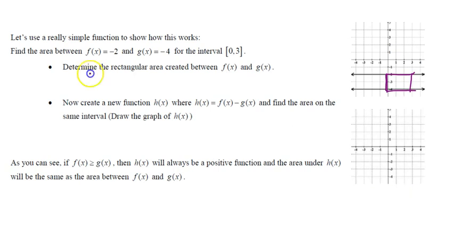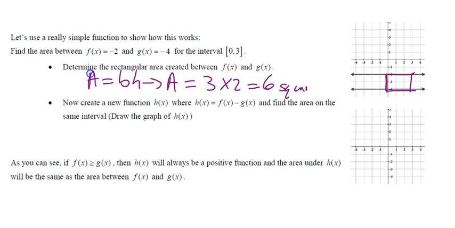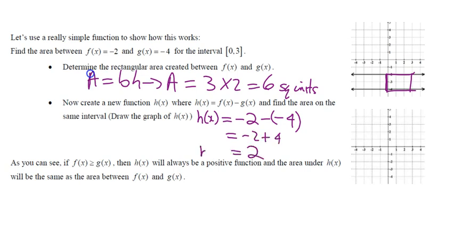2 by 3, right? So area is equal to base times height. So area is 3 times 2, which is 6 square units. Now create a new function where h of x equals f of x minus g of x. So h of x will equal negative 2 minus negative 4, which is negative 2 plus 4, which is 2.